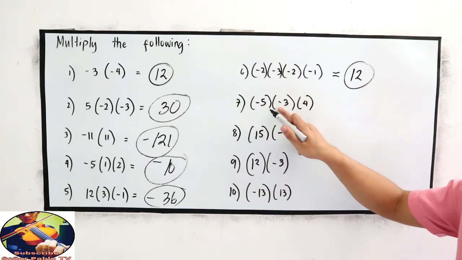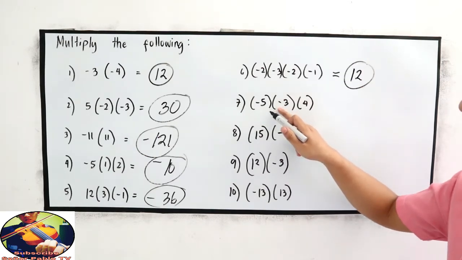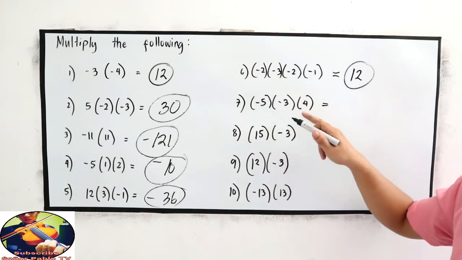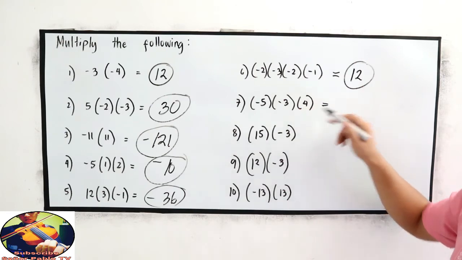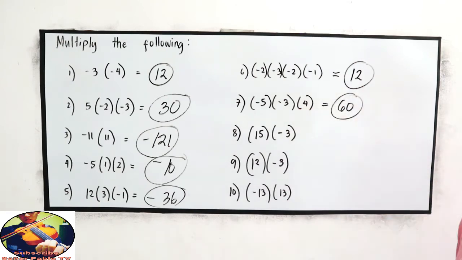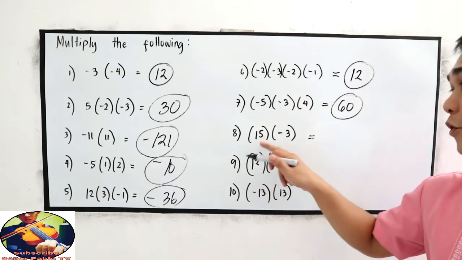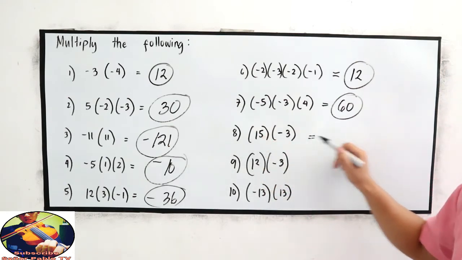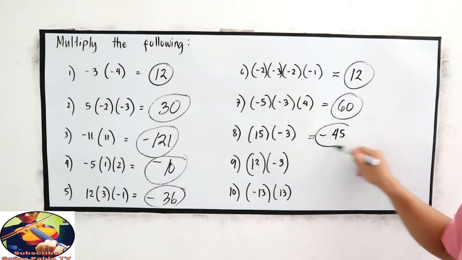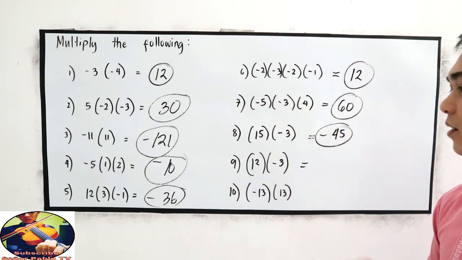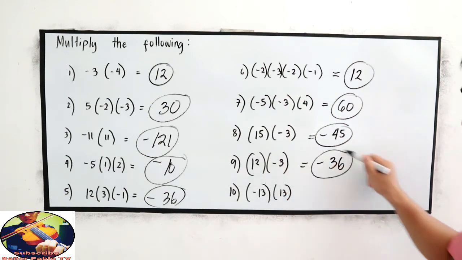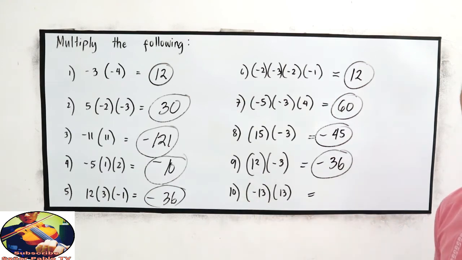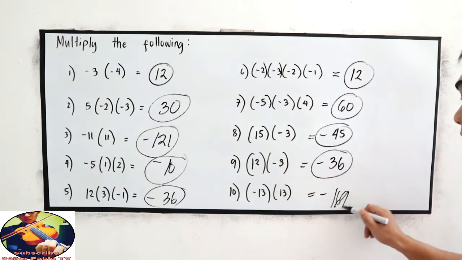Negative 5 times negative 3, negative times negative, that is positive. Times positive, so this is positive. The sign is positive. 5 times 3, 15 times 4, positive 60. Okay? Next, 15 times negative 3. So negative 45. Number 9, 12 times negative 3. Unlike sign, so negative 36. Number 10, unlike sign again, negative 13 times 13, 169.